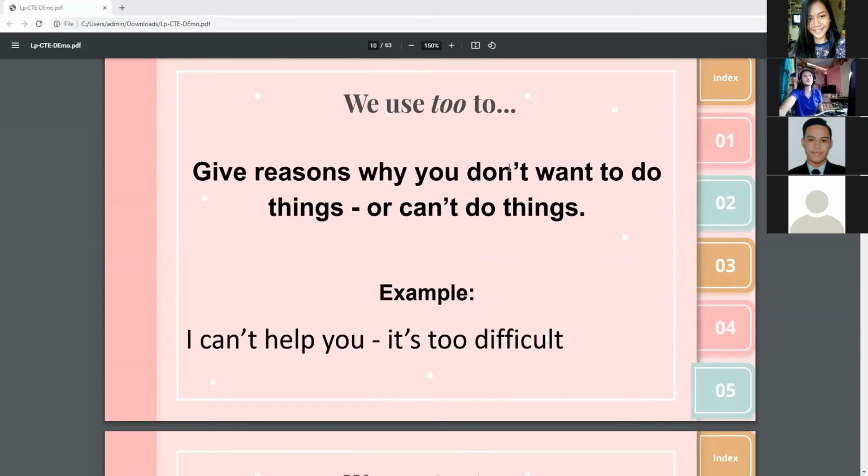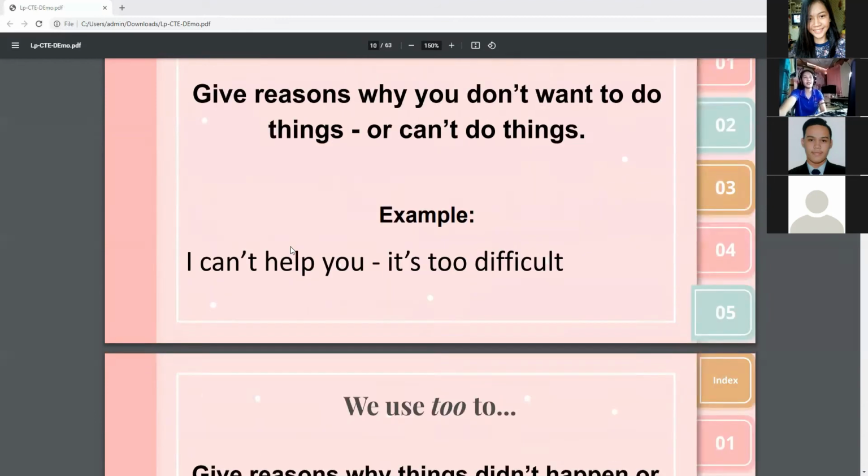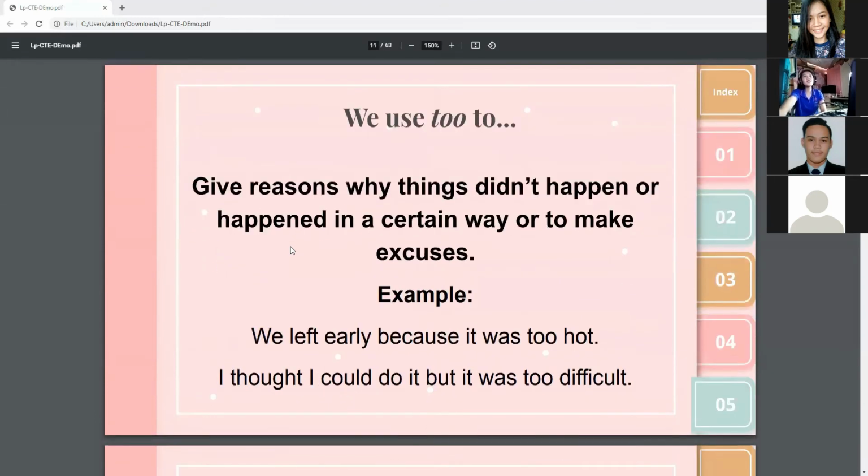Very good. So we use "too" to give reasons why you don't want to do things or you can't do things. For example, I can't help you. It's too difficult. So the reason here is that the activity is too difficult. That's why the person cannot help the other person. Do you guys get it? Yes, ma'am. Next, will you please read, Anthony?